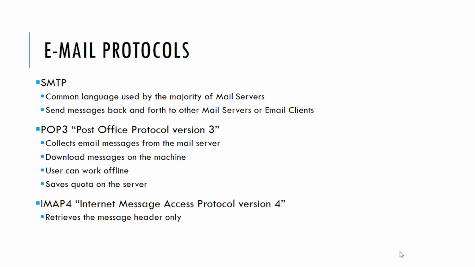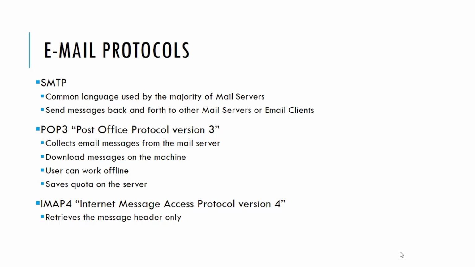The Post Office Protocol is for receiving and collecting email messages from the mail server to the client. It downloads the messages on the machine, so the user can work offline. The user can download the messages at the beginning of the session, and then if the internet cuts, they can work offline. This saves quota on the server since the messages are downloaded from the server to the client, so the quota of the user can be emptied for other messages to arrive.